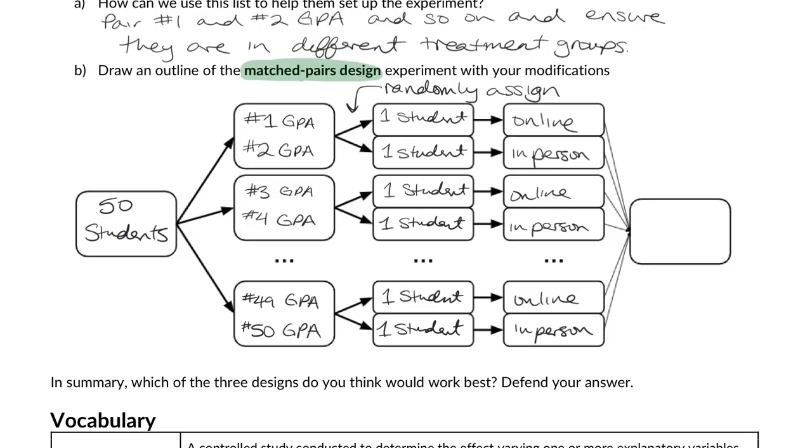Once they've gone through the treatment, then we can compare SAT scores among our two groups, the online and in-person, to see which method of prep provided the highest boost to SAT scores. So this time we've controlled not for age, but we controlled for GPA.